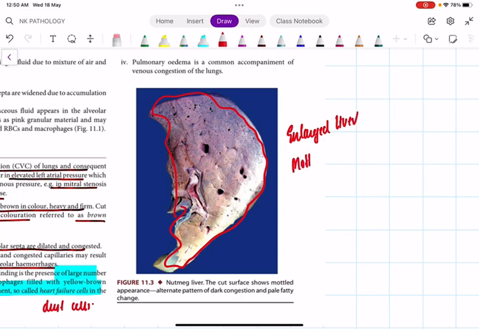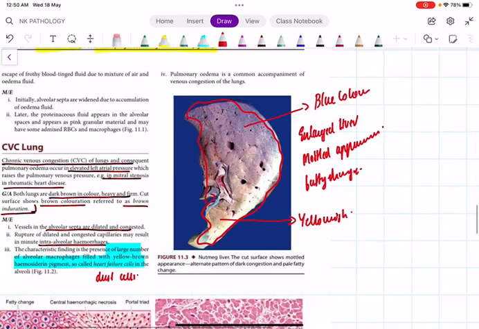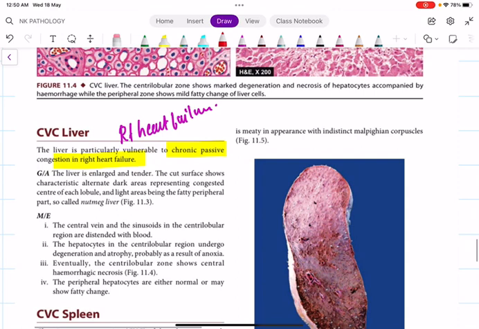Mottled appearance. Okay, and you can see fatty change, that is, you can see slight yellowish here, that is fatty change. And you can see some congestion. You can see blue color, this is congestion. Because of this we have what we call Nutmeg liver.